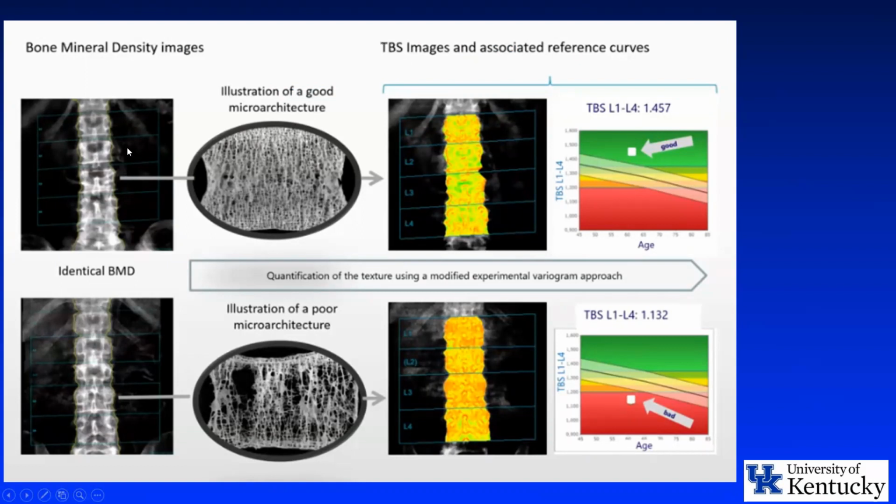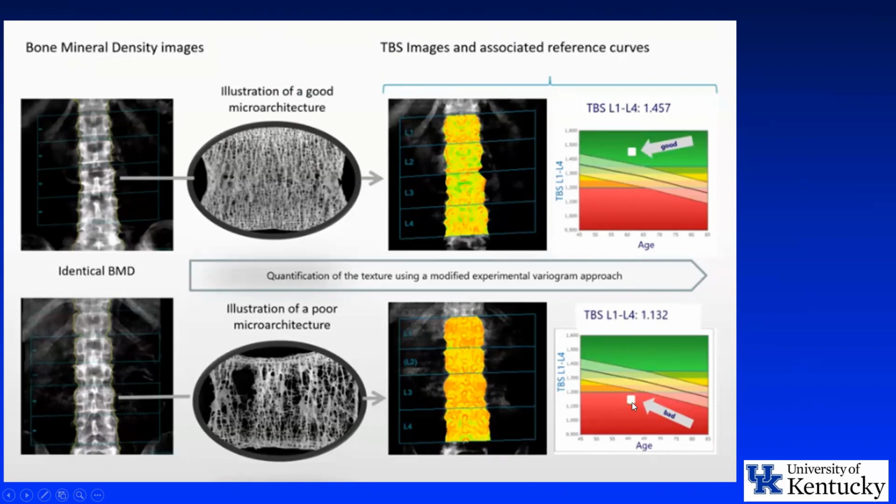These two patients have the same BMD measurement, but when you look at their vertebrae, they have different microarchitecture. The microarchitecture here is much better compared to this one. So the TBS, trabecular bone score, if it is more than 1.4, that's normal. It gives you an impression about the bone quality, not only about the bone quantity by BMD that you get from DEXA, but also some impression about microarchitecture.